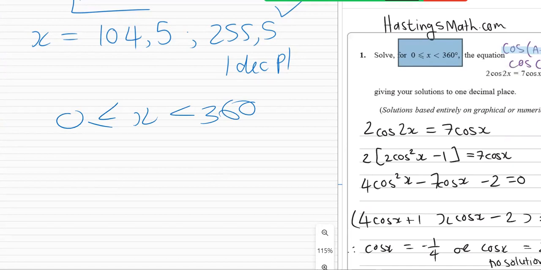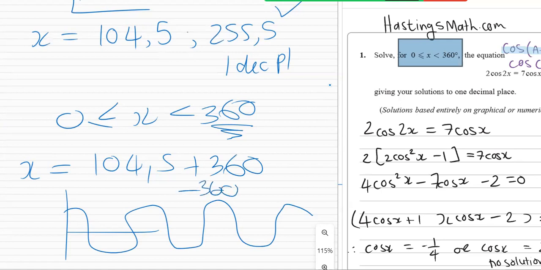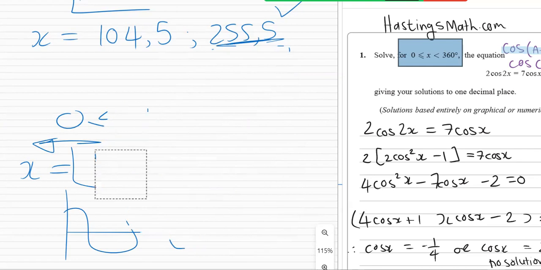So for example, if we had x equal to 104.5, then it repeats. So obviously we're looking at a cosine graph. It keeps repeating. If we added 360 for the first repeat, it goes too far. It goes out of 360. It's like 464.5. And if we minus 360, then it goes too far in the other direction. So 104.5 is the only one. And the same thing for 255.5. So there's no extra solutions there. It's just those two solutions that come up.